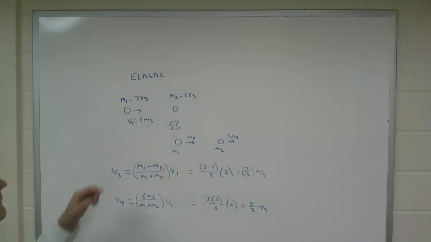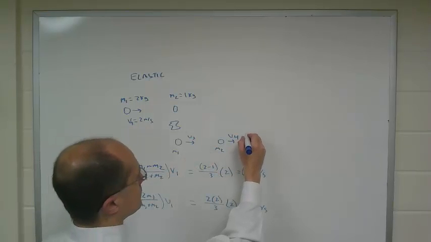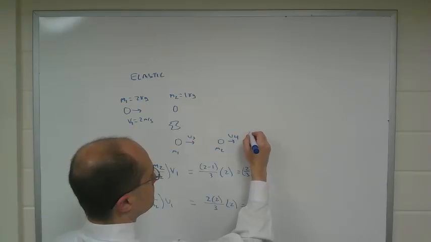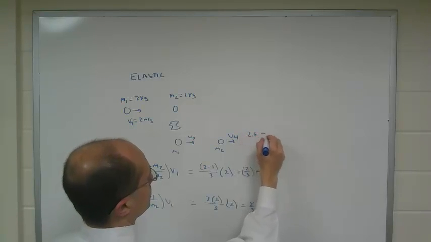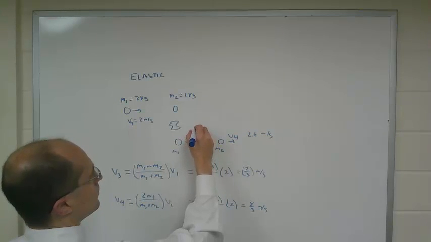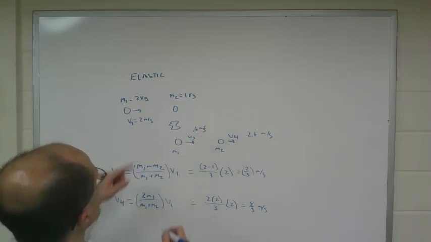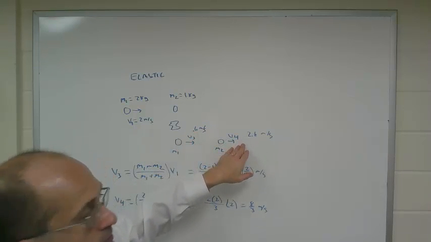And so what we see is that after the collision, this ball is now moving at roughly 2 2/3 meters per second, or 2.6 if you prefer. And this one is moving at 0.6 meters per second. So this one slows down, but it transfers a bunch of momentum to the second ball.